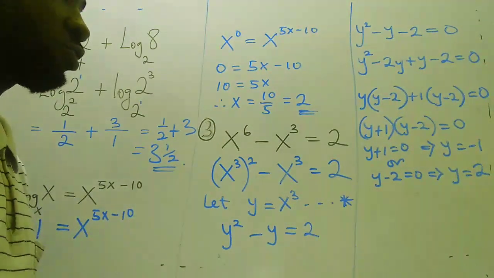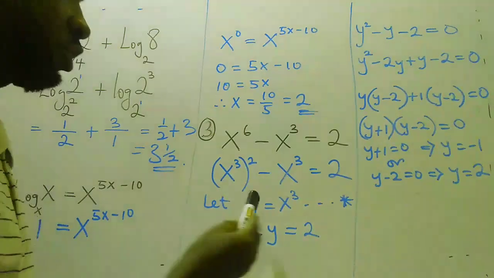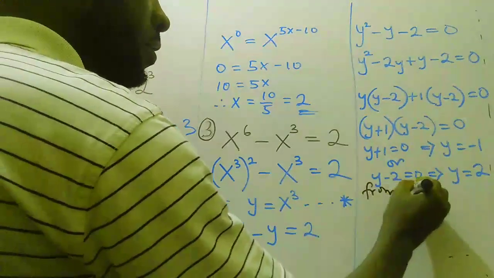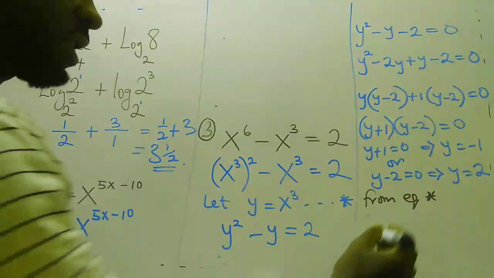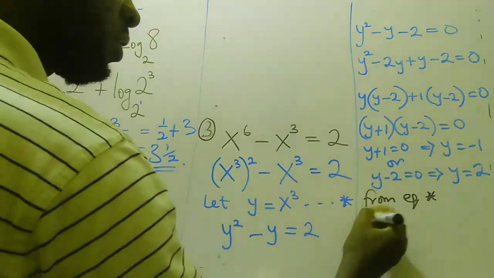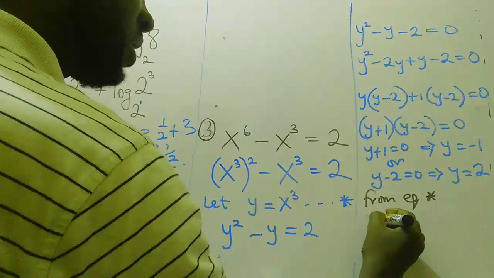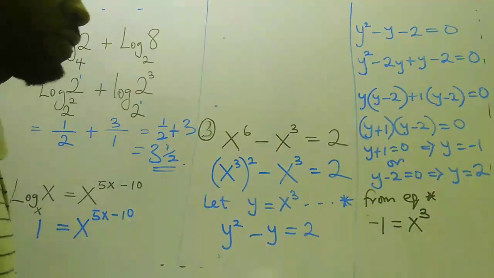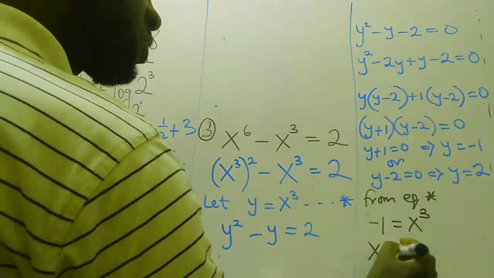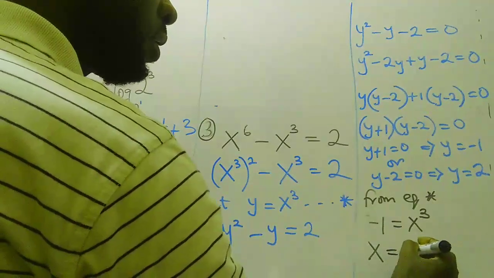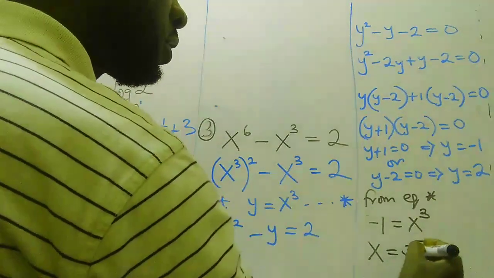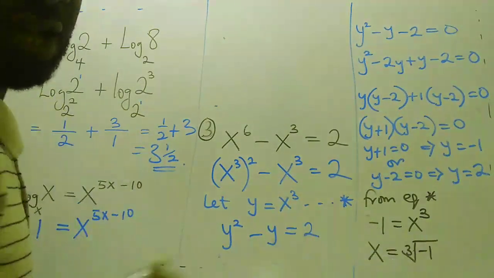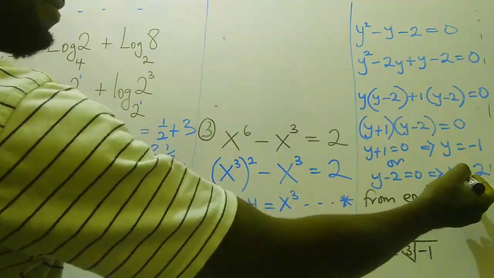So all we have to do is to come back to equation star, this equation here, and substitute our values. So from equation star now, I have that my y, which is now minus 1, I'm taking the first value, minus 1, is equal to x raised to the power of 3. Okay, so therefore my x will be equal to the cube root of minus 1. So that's for that. Then we also have another value for y here.